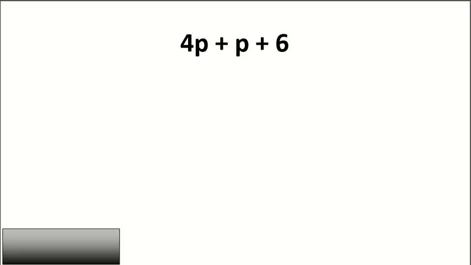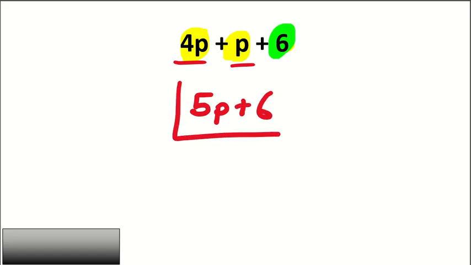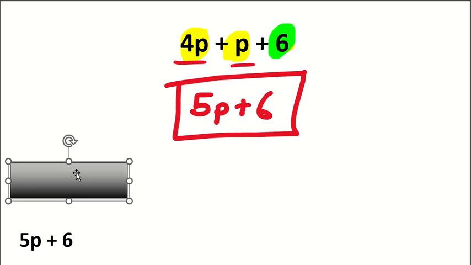Okay, let's try another one. Now, you can pause the video. I know I'm talking a lot and try these on your own, but let's do another one. So we have 1, 2, 3 terms. One of these terms is not like the other one. It's that one. So we just need to combine our p's. If I have 4p and I get another p, I have 5p. Increased by 6. Boom! Just like that, we have combined like terms.